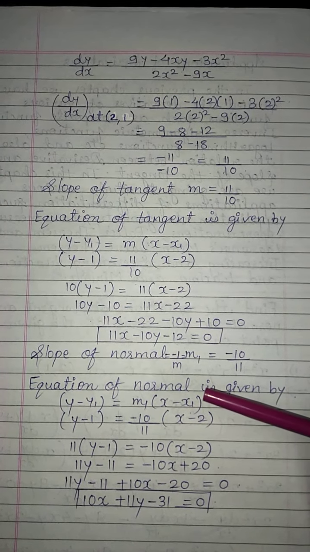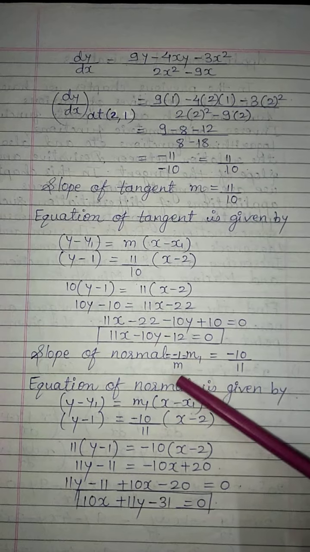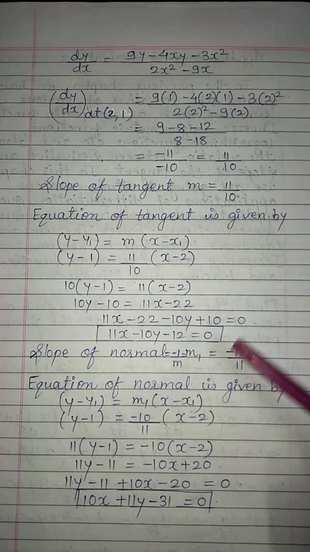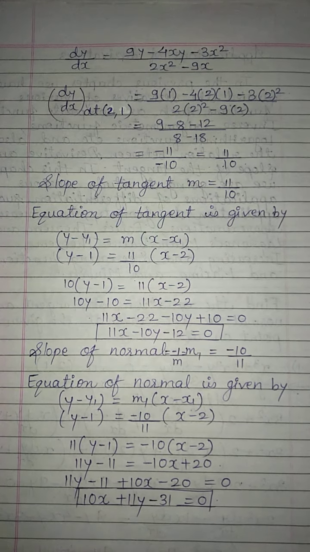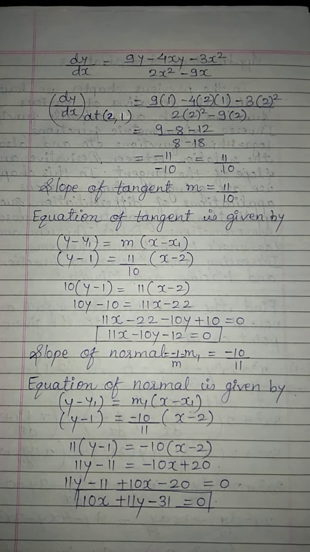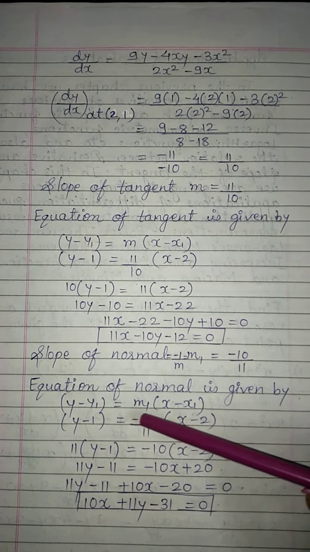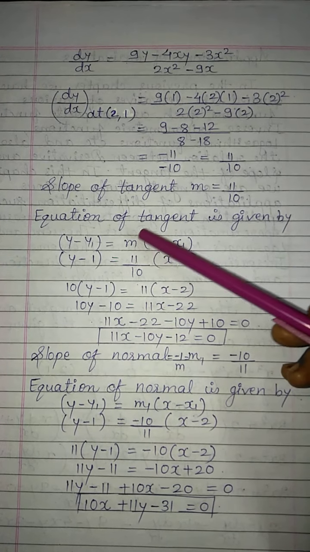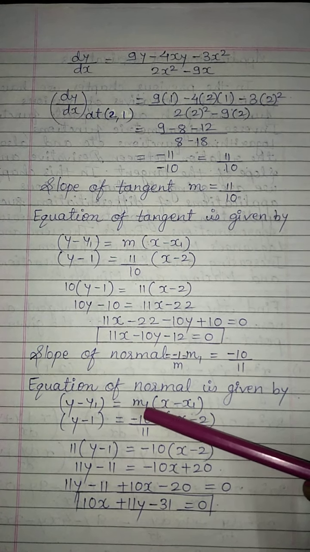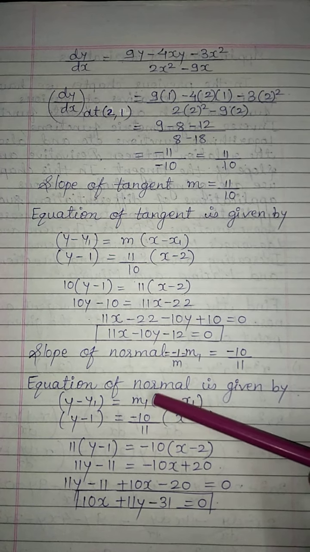But we want equation of normal also. So slope of normal is given by minus 1 upon m, and we will denote this by m1. So that is equal to reciprocal with opposite sign. So here we will write m1 is equal to minus 10 upon 11. Now equation of normal is given by, again, y minus y1 is equal to m1 into (x minus x1). Now here we consider m, but while writing the equation for normal we will write m1, and m1 is nothing but reciprocal with opposite sign of the slope of tangent.